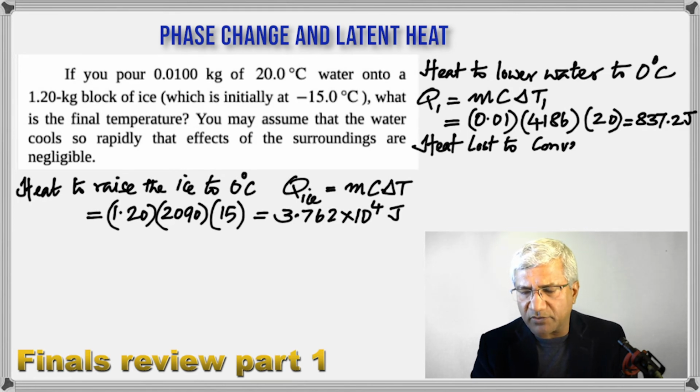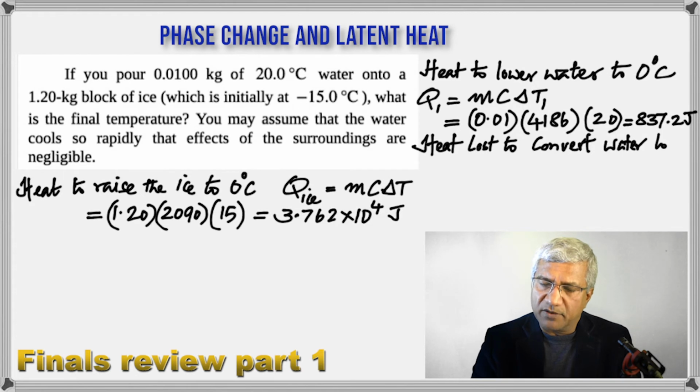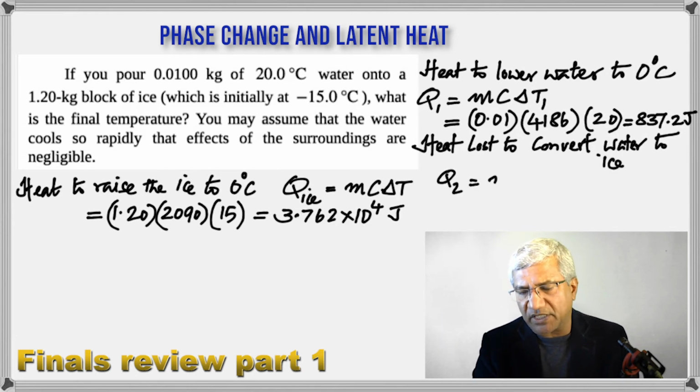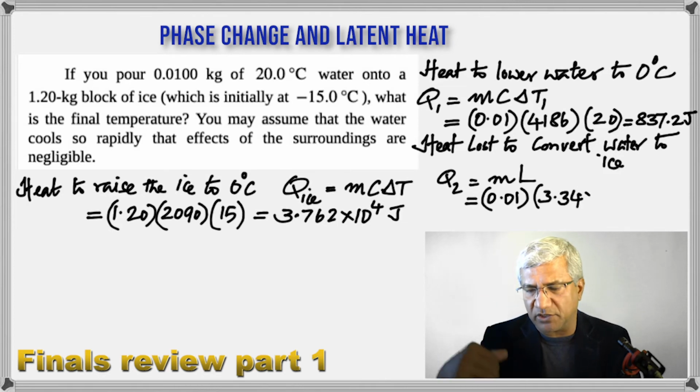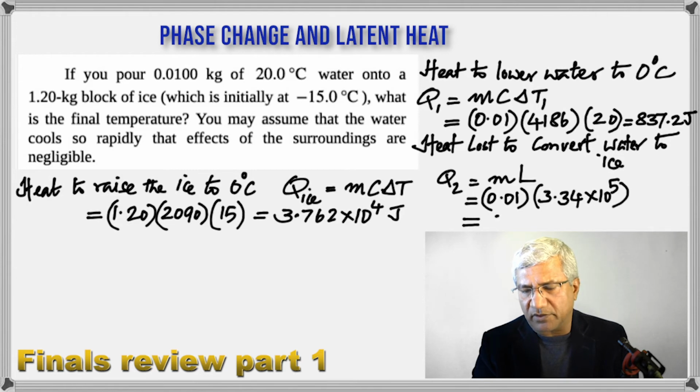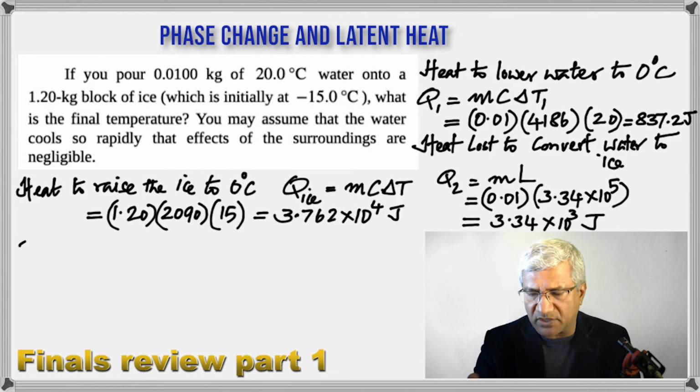Next, we are finding out the heat lost to convert water into ice. So water is going to change into ice. And how much is that going to be? That is mass times latent heat. We have 0.01 kilograms of hot water, which is changing into ice. That's the latent heat of ice. So now the heat lost as you convert it into ice is there.